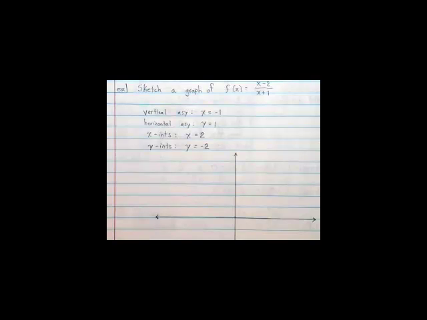The y-intercept, you get a y-intercept by plugging 0 into the function. So 0 minus 2 divided by 0 plus 1 would be negative 2.